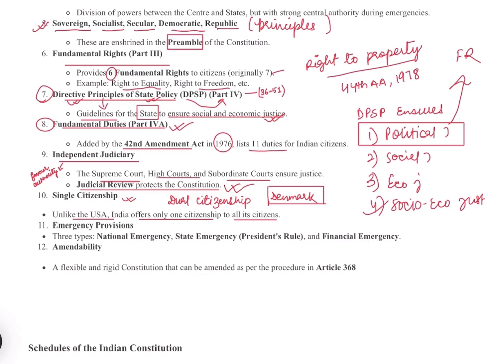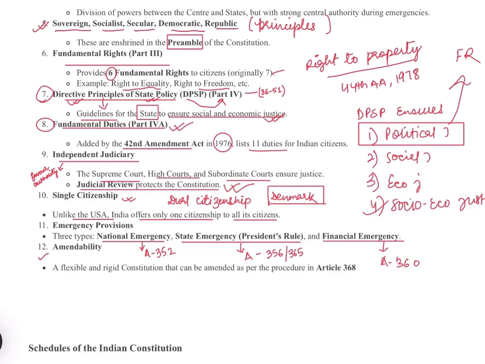Next one is emergency provisions. There are three types of emergency that can be put in our country. The first one is national emergency, which is put under Article 352. State emergency or President's rule is put under Article 356 and 365. And there is a financial emergency that is put under Article 360.